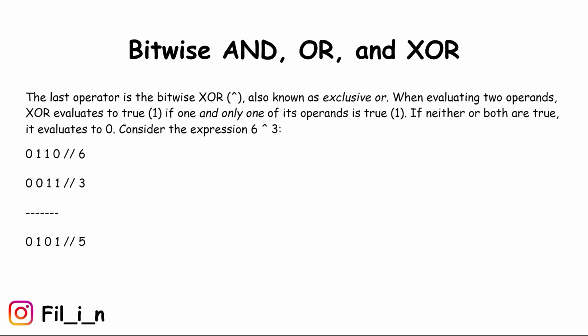The last operator is the bitwise XOR, caret, also known as exclusive OR. When evaluating two operands, XOR evaluates to true, 1, if one and only one of its operands is true, 1. If neither or both are true, it evaluates to 0. Consider the expression 6 ^ 3.